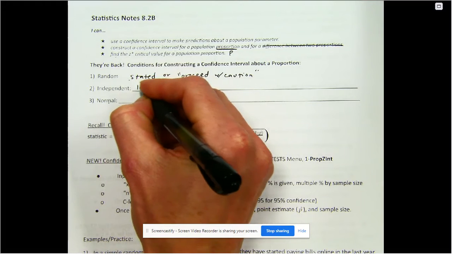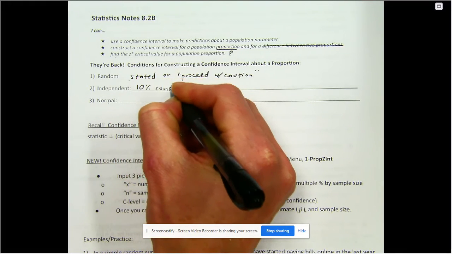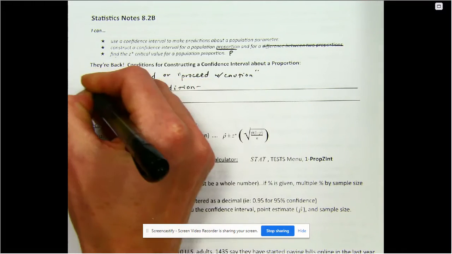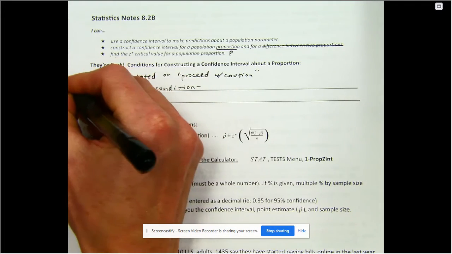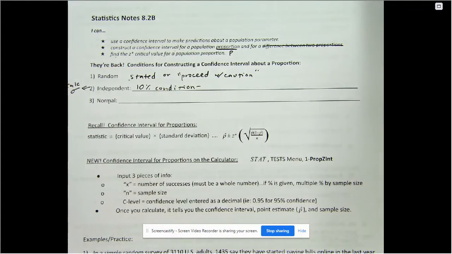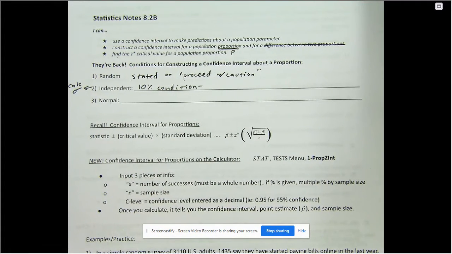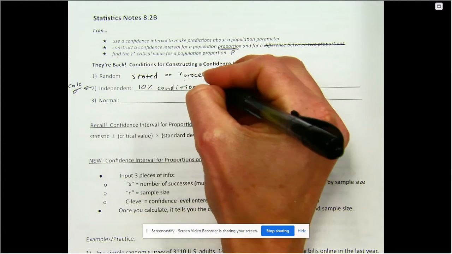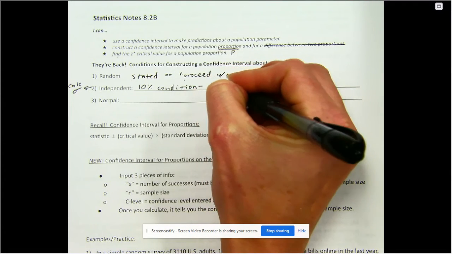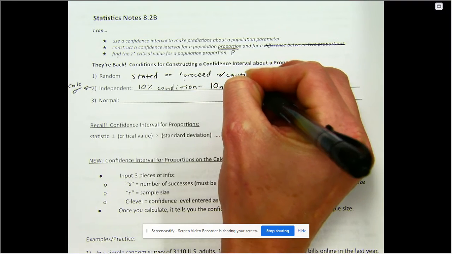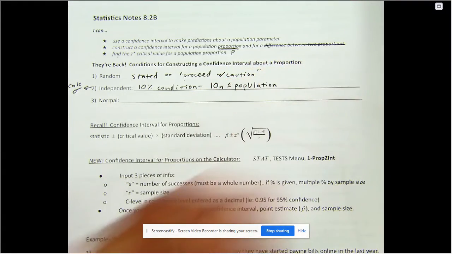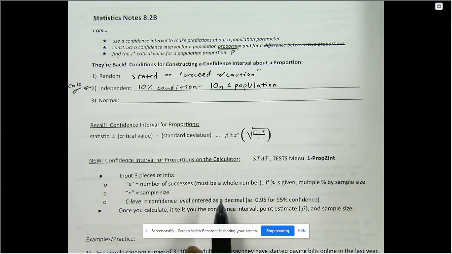Independence, that is our 10% condition. And remember, the reason why we check this condition is in order to calculate standard deviation. That's the purpose of checking this condition. And the way we check it is we check that 10n is less than or equal to the population. So we're making sure that the sample size is not too large compared to the population.